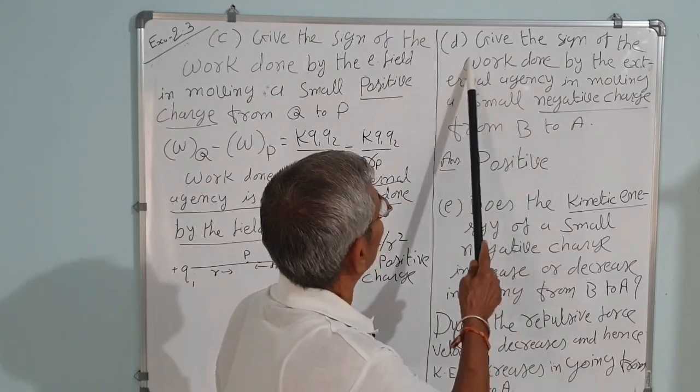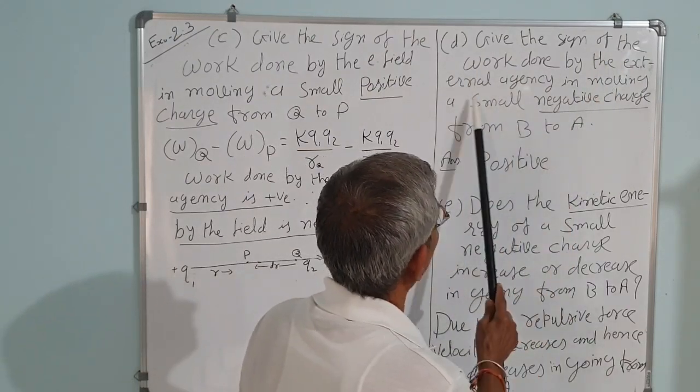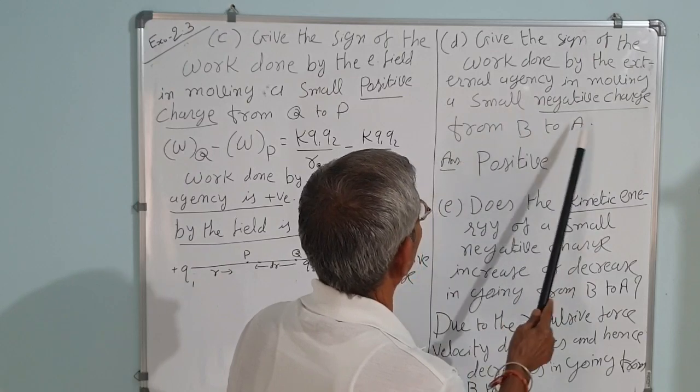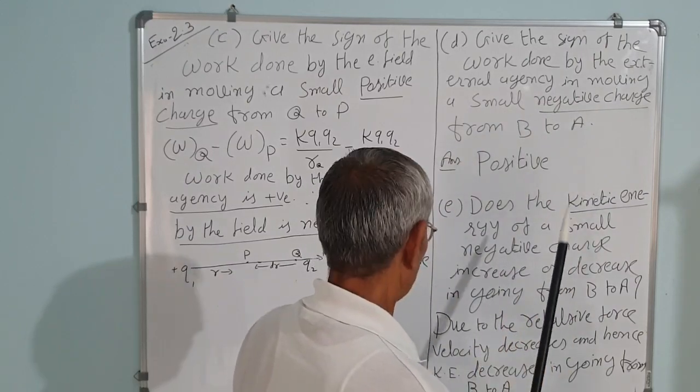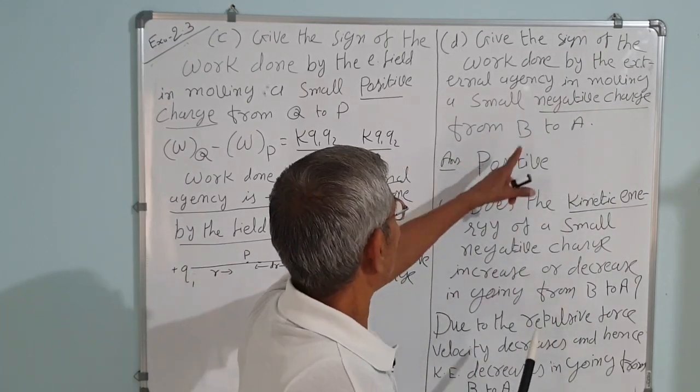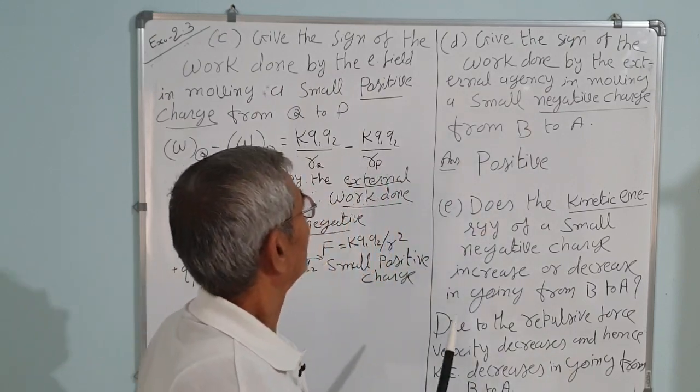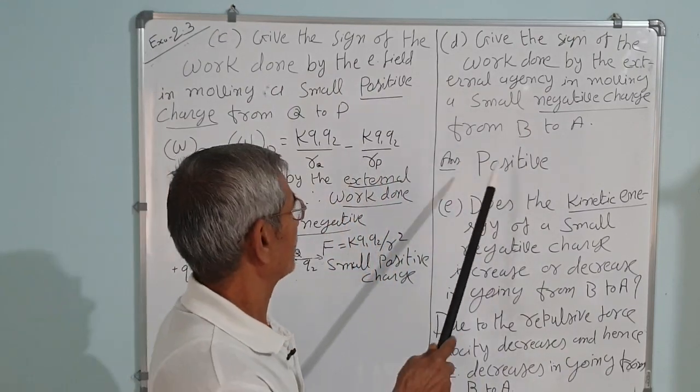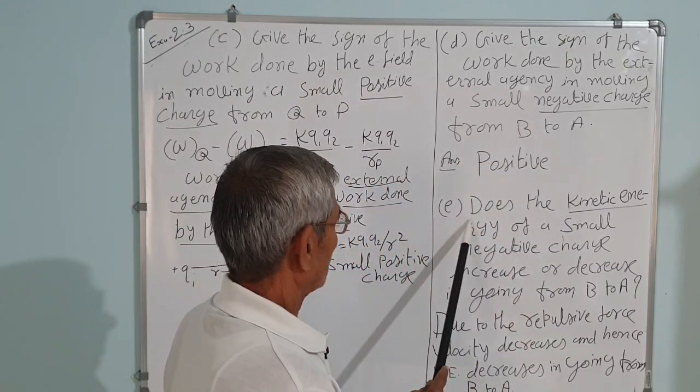Next, give the sign of the work done by the external agency in moving a small negative charge from B to A. Because this charge is negative, work done is positive.